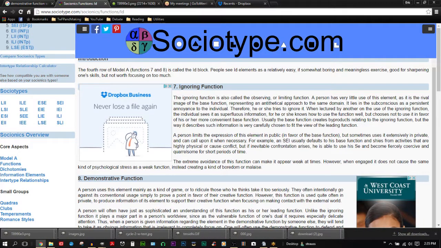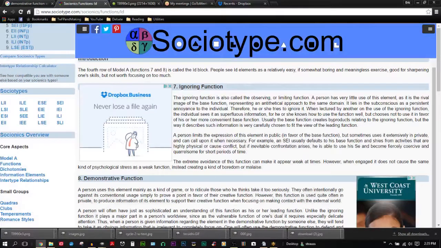The ignoring function is also called the observing or limiting function. A person has very little use of this element, as it is the rival image of the base function, representing an antithetical approach to the same domain. It lies in the subconscious as a persistent annoyance to the individual. Therefore, he or she tries to ignore it. When lectured by another on the use of this ignoring function, the individual sees it as superfluous information, for he or she knows how to use the function well, but chooses not to use it in favor of his or her more convenient base function.